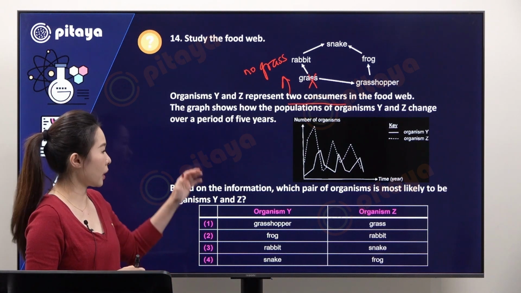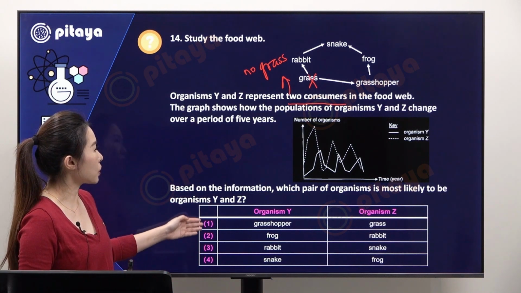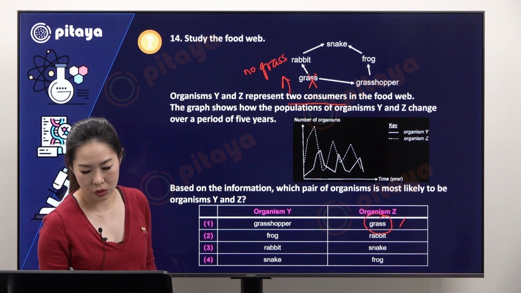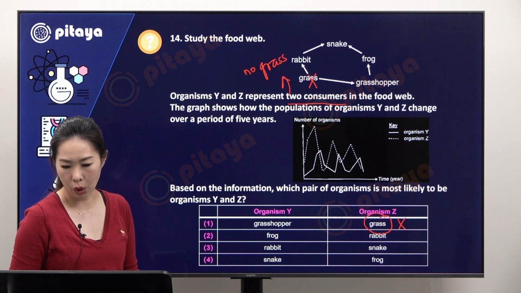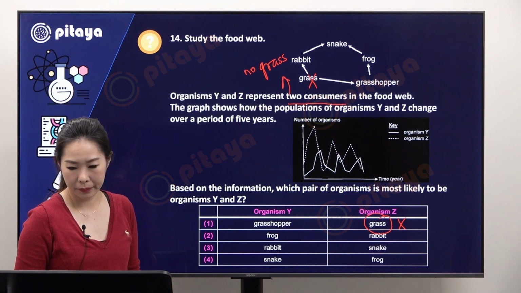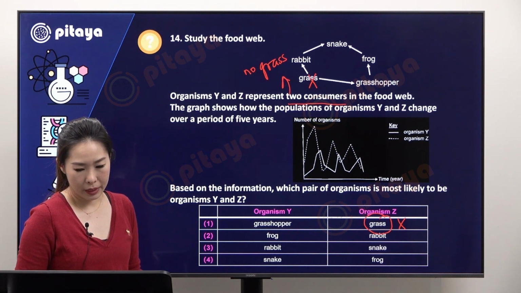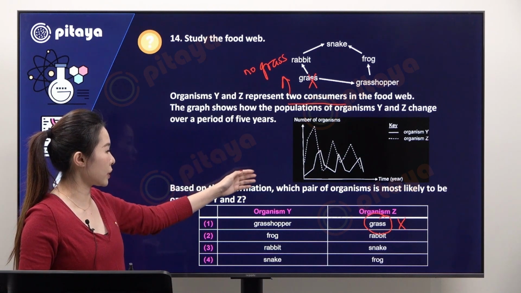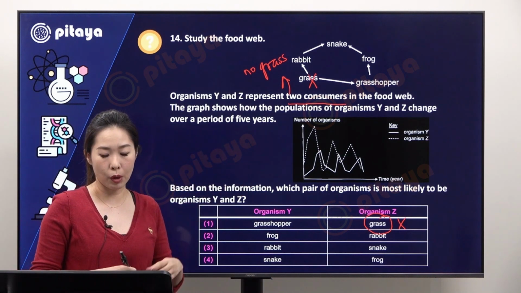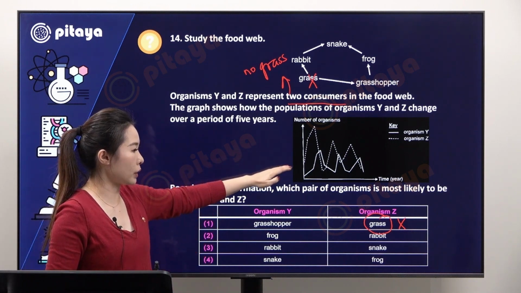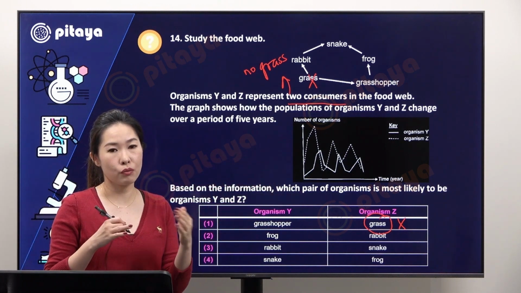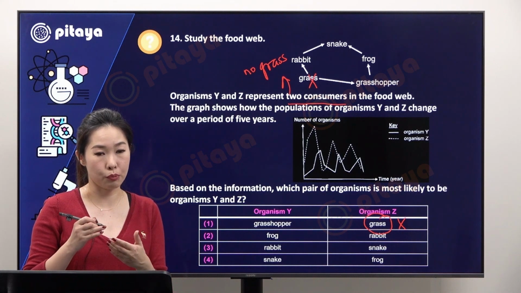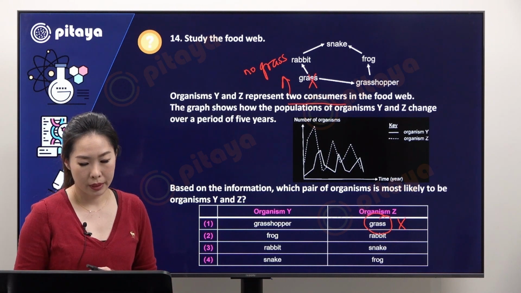And just nice, as we are scanning through the question, one of the options describing Y and Z to be grass in option 1 is not true. We shouldn't be choosing option 1. They show us the populations of Y and Z and how they change over time. From the population size, or number of organisms over time, we can have a rough guess of their role in a food web, whether it is a predator or prey.